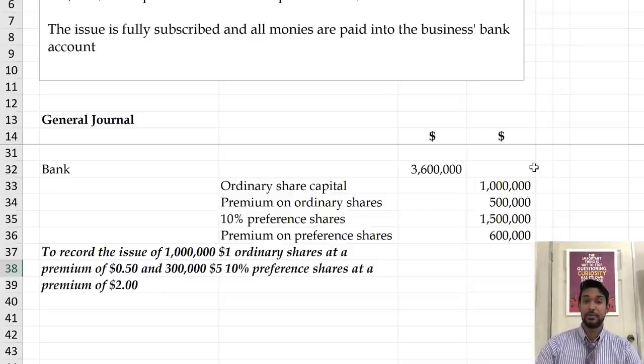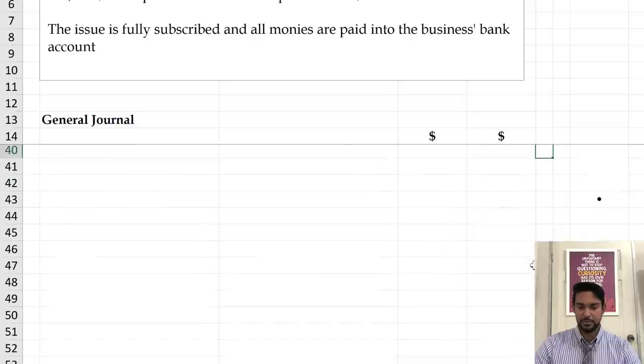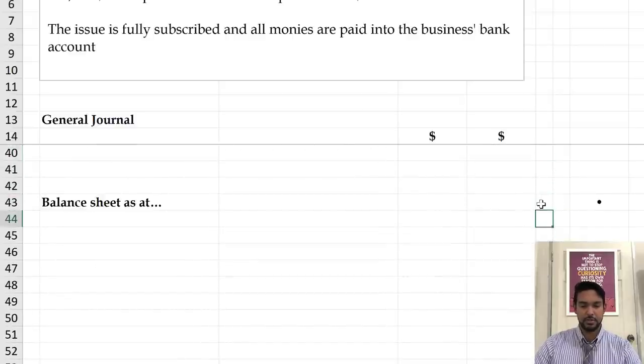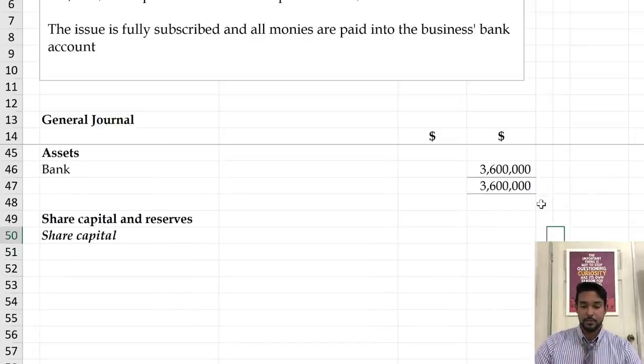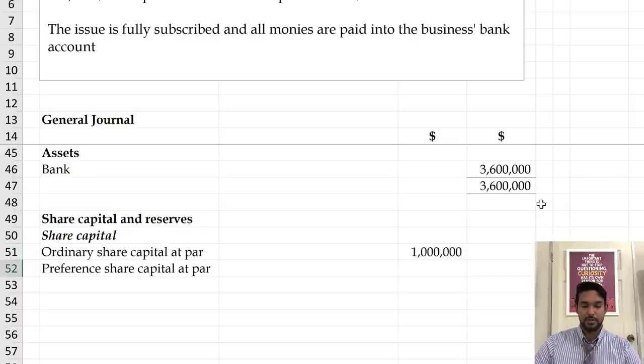So I'm gonna use this information now to fill in the balance sheet. So bank has 3.6 million. So let's put that there. So balance sheet, assets, bank, 3.6 million, total assets, right, okay. So share capital and reserves, so we have ordinary shares. Sorry, share capital, right. The ordinary shares, that was 1 million. And we have preference shares, or 10% preference shares, that's the 1.5, which gives us 2.5 million for the par value of the share capital.